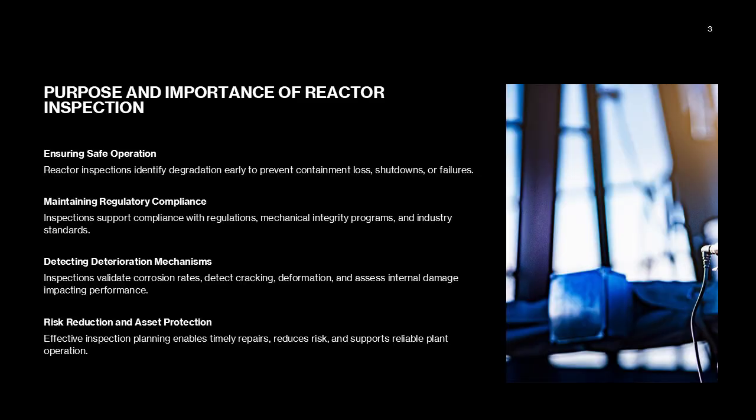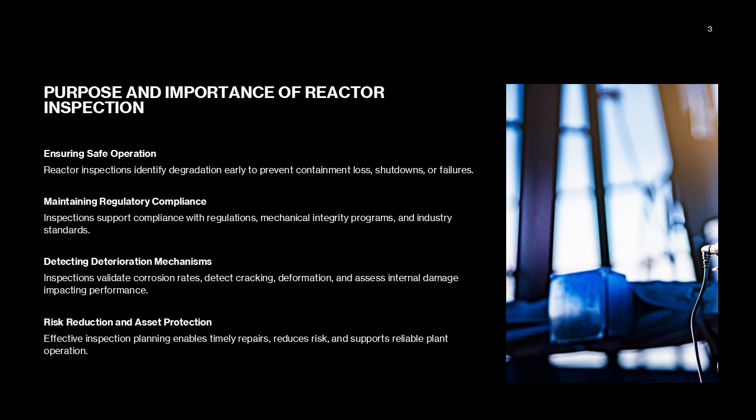Guidance for inspectors on on-stream and off-stream inspection of reactors based on API 510 and API 572, inspection methods ensuring safety and compliance standards. Purpose and importance of reactor inspection, applicable codes and standards, API 510 and API 572. Inspection of reactors is a critical activity to ensure the continued safe operation, pressure containment integrity, and reliability of process units in the refining, petrochemical, and chemical industries.